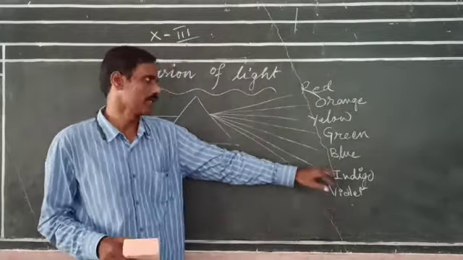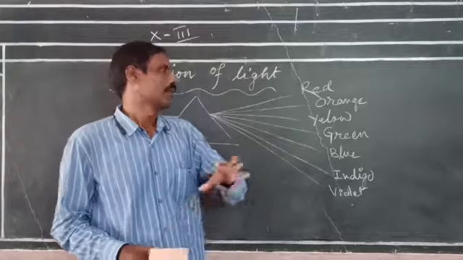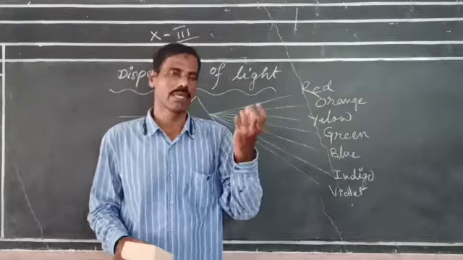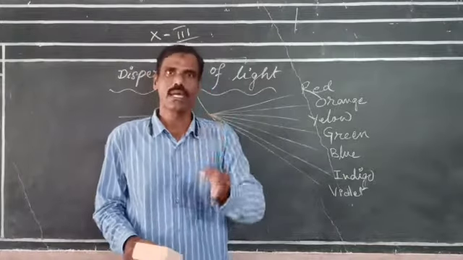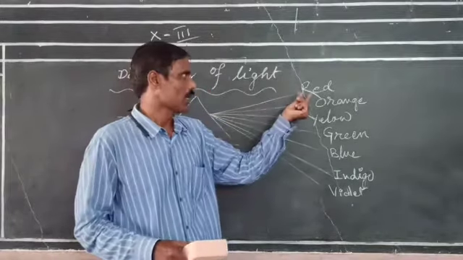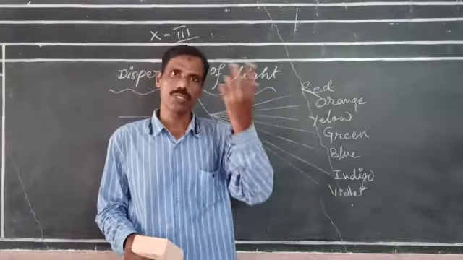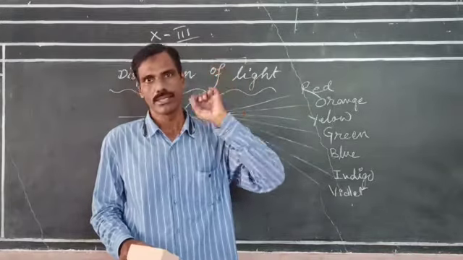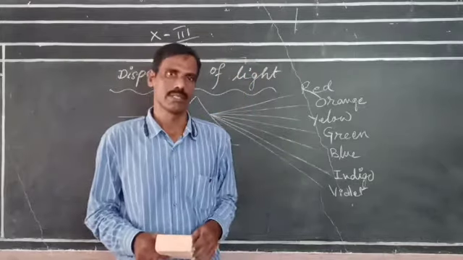So which color has the most wavelength and which color has the least wavelength? From this we will say that red has the most wavelength whereas violet has the least wavelength. As red has the most wavelength, it can be visible from long distances. That's why red is generally used in danger signals.